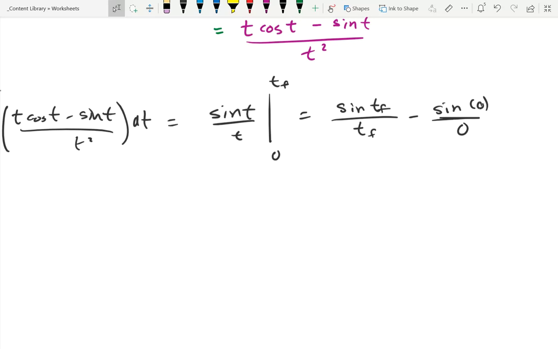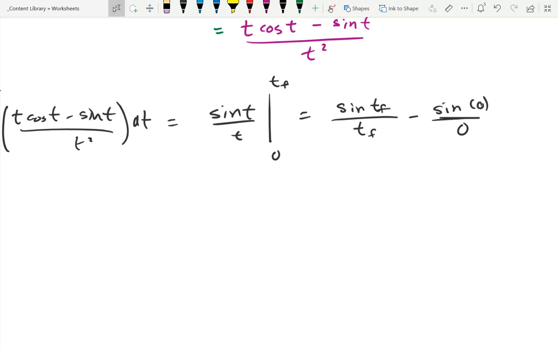So now we look at this. The first one's fine, right? t final, unless t final is 0, that's going to be defined. But the second one, sine 0 over 0. What's the value of sine 0? 0. So that's 0 divided by 0. 0 divided by 0 is indeterminate. It's not undefined, it's indeterminate. Undefined means it has no definable value. Indeterminate means it could have any value. So there's a significant difference because we have 0 over 0.